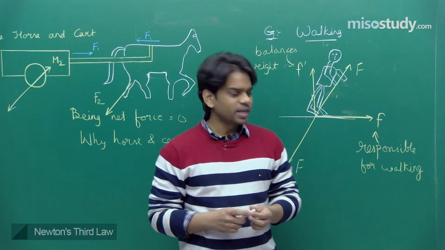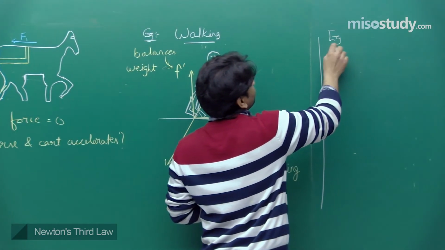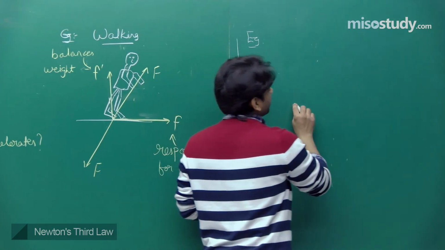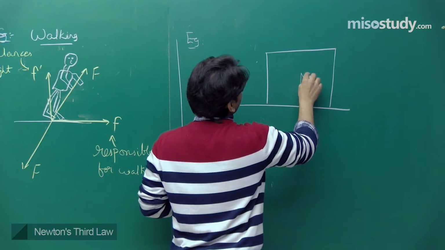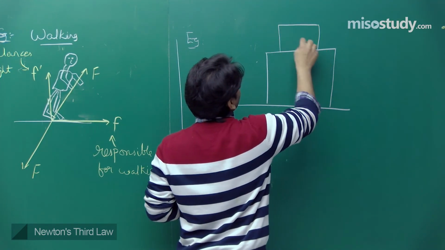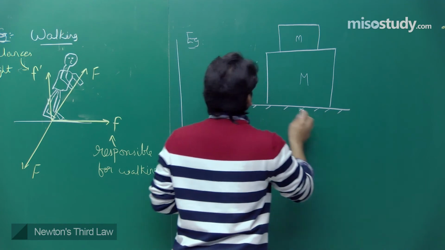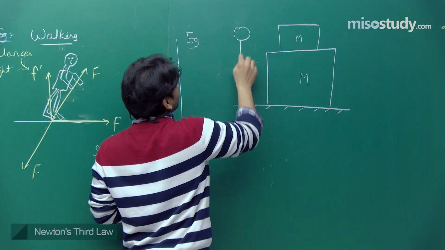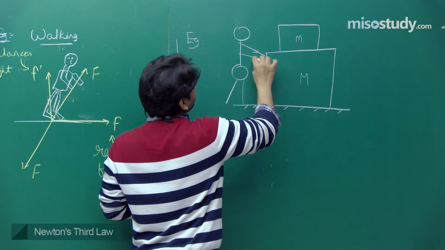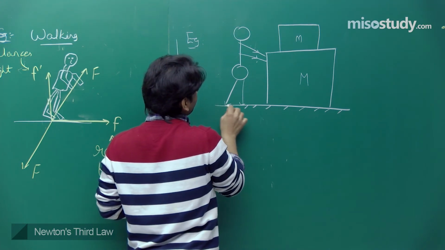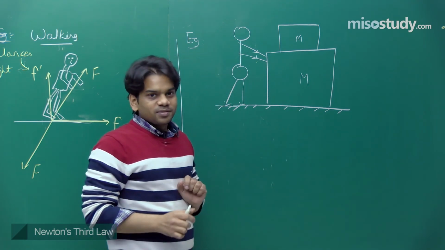Let us take one more example. Let us say we have a very heavy block here, with mass capital M, and on it we have kept another block whose mass is small m. Now you are standing back and trying to push this heavy block by standing on the ground. You are trying to push this system in the forward direction.